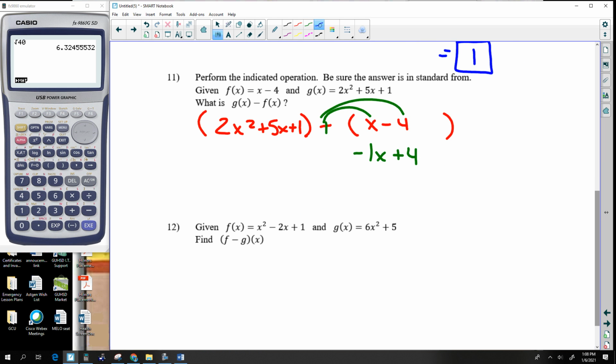So here we go. Like terms: x squareds, there's a 2x squared. X's, I have a 5 and a -1. Numbers, I have a 1 and a 4.